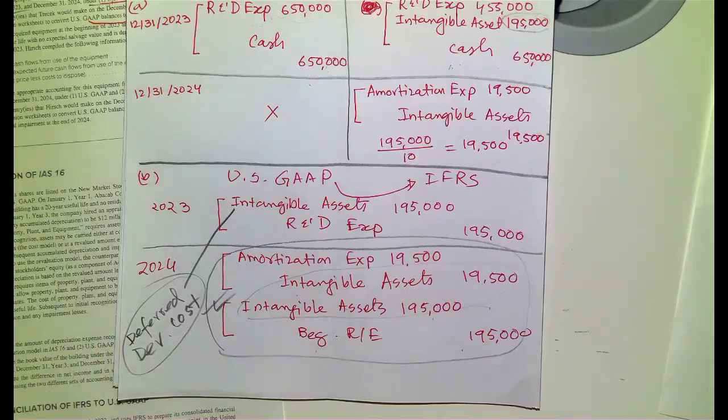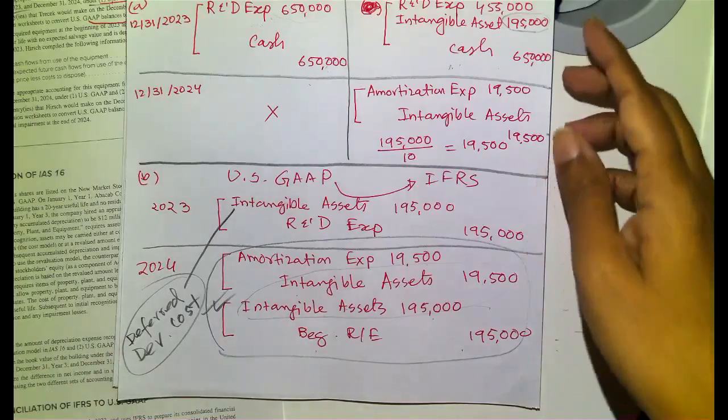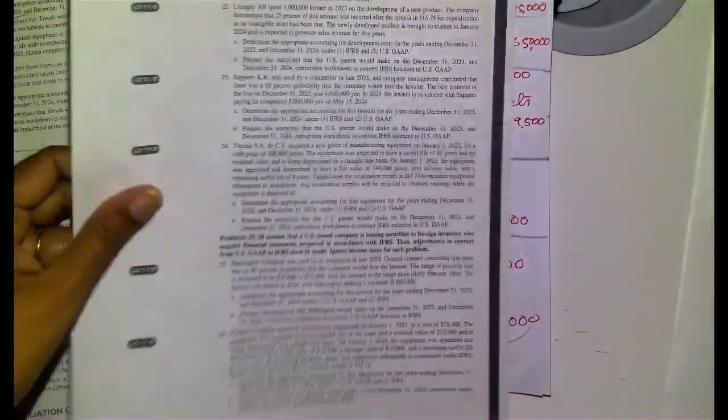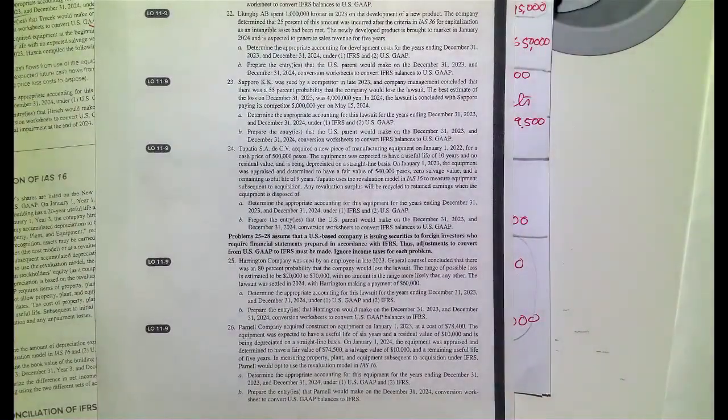I have one more. Please, please, let's do it. One quick one. It is again R&D, number 22. Let's do it. We have 10 minutes. We'll finish it quickly. Number 22. Thank you so much for checking it.